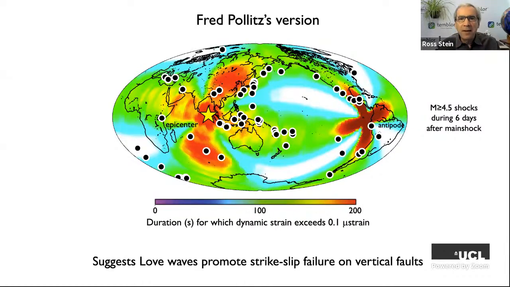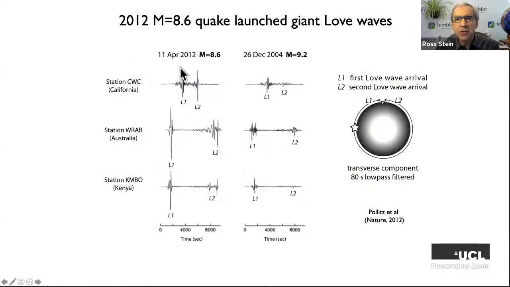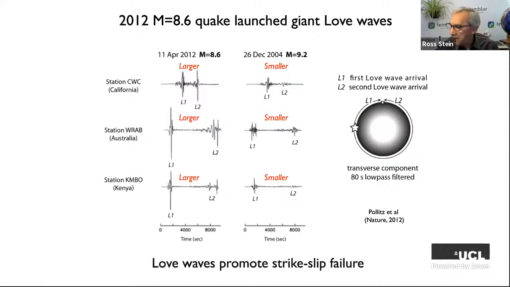So Fred then looked at Love waves from the biggest earthquake that has been well recorded, the 9.2 Sumatra event, and compared that to this earthquake, which is only 1/10 of the size. And look at this, the Love waves of the Indian Ocean earthquake are all larger than this much bigger event. And if you're not familiar, L1 is the direct route, L2 is the indirect route, and it'll keep ringing over and over again. So these waves really do matter.